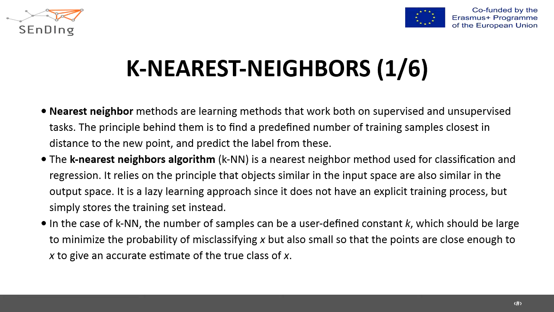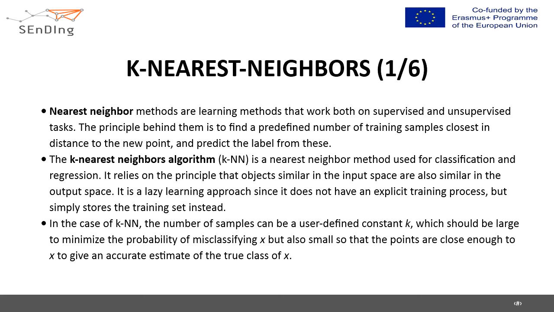Nearest neighbor methods are learning methods that work both on supervised and unsupervised tasks. The principle behind them is to find a predefined number of training samples closest in distance to the new point, and predict the label from these. The K-nearest neighbors algorithm, KNN, is a nearest neighbor method used for classification and regression. It relies on the principle that objects similar in the input space are also similar in the output space.